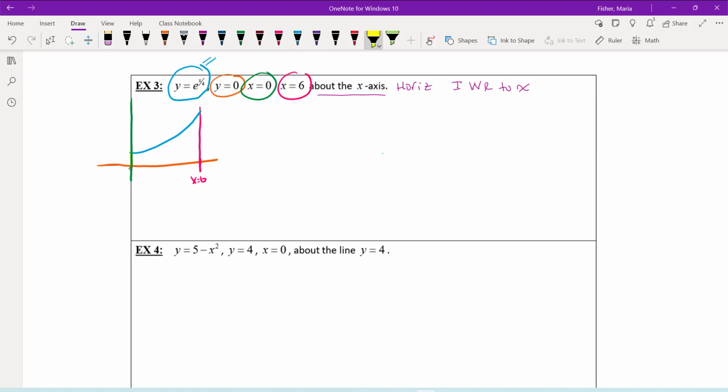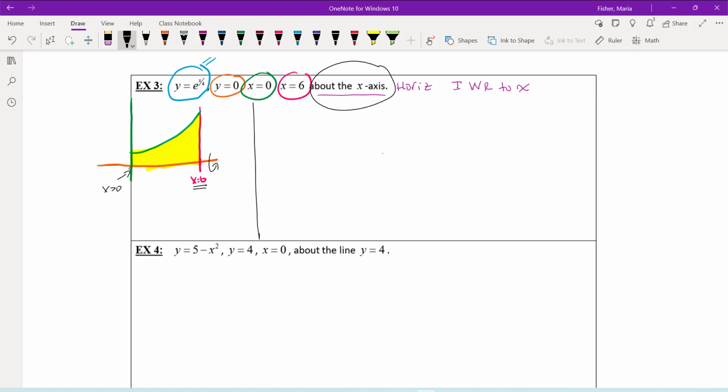So the region that's bounded between all of those lines is this yellow region right here. And we are going to rotate that about the x-axis. Now, looking at this region, can we see our limits of integration? Do we know what the smallest yellow area is to the left and the largest yellow area is to the right? Yes, our bounds are easy to see here. It's from x equals 0 to x equals 6.